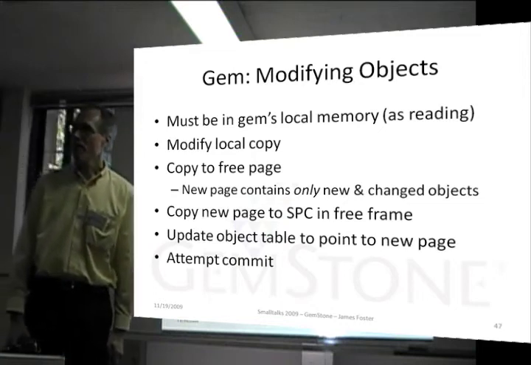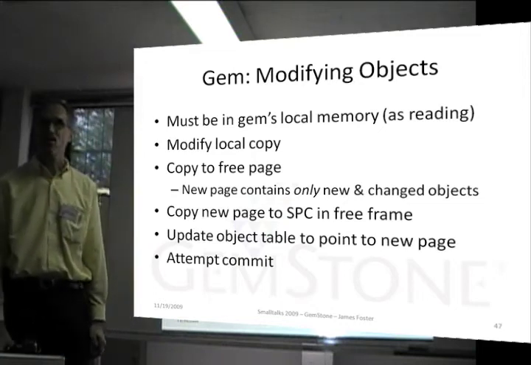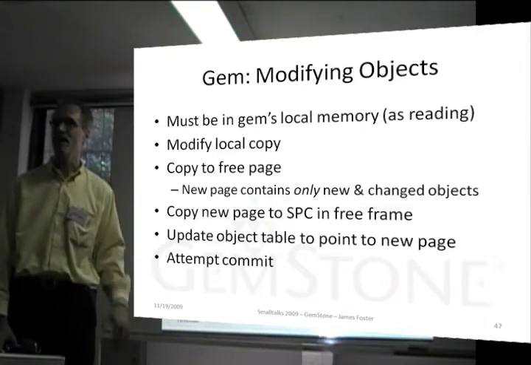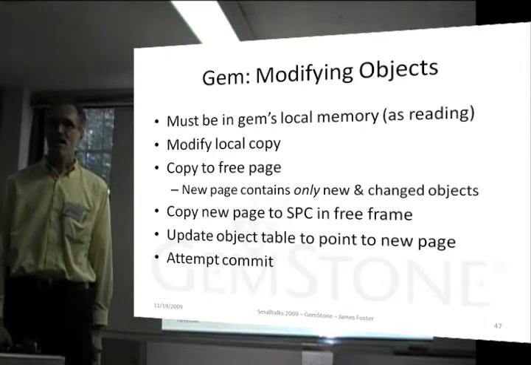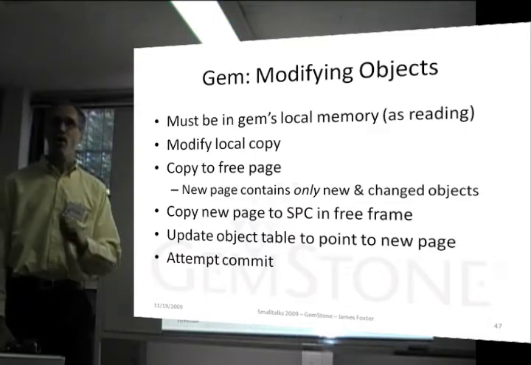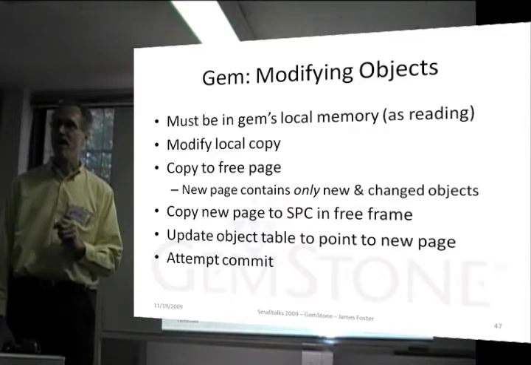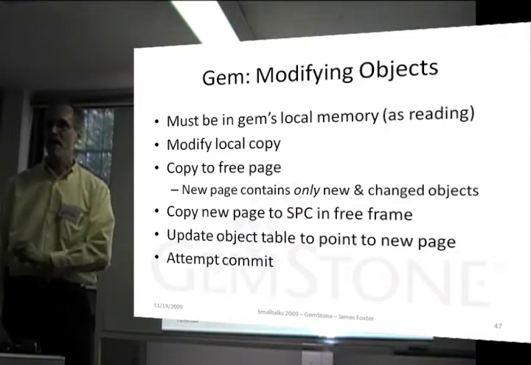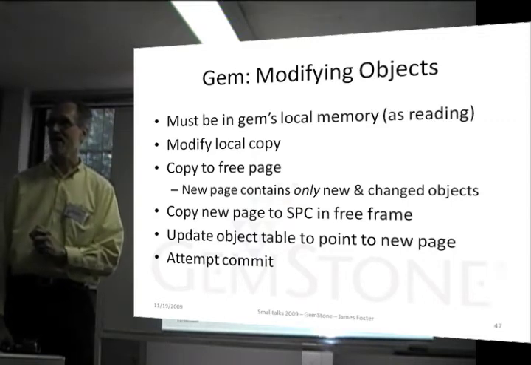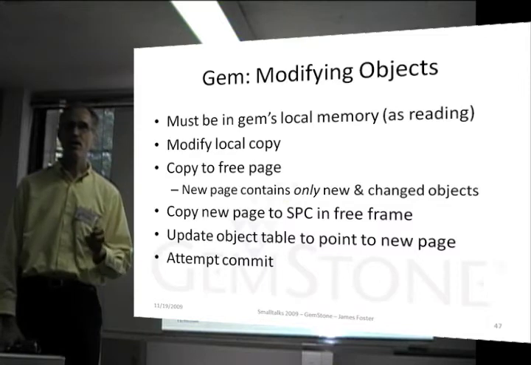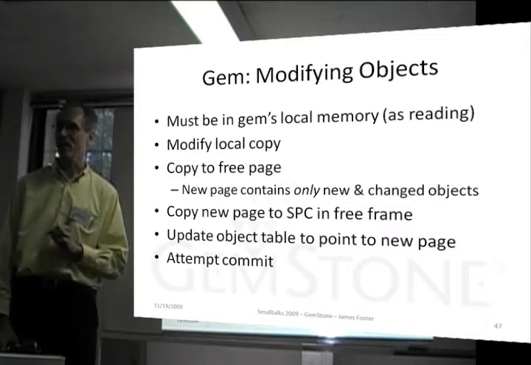Now, if we want to modify an object, first we have to read it. So of course, we read it following the process we've already been through. Then it's important to understand you can only modify a local copy of an object. You don't modify an object in the extent, in the repository, because other sessions may be looking at that object.